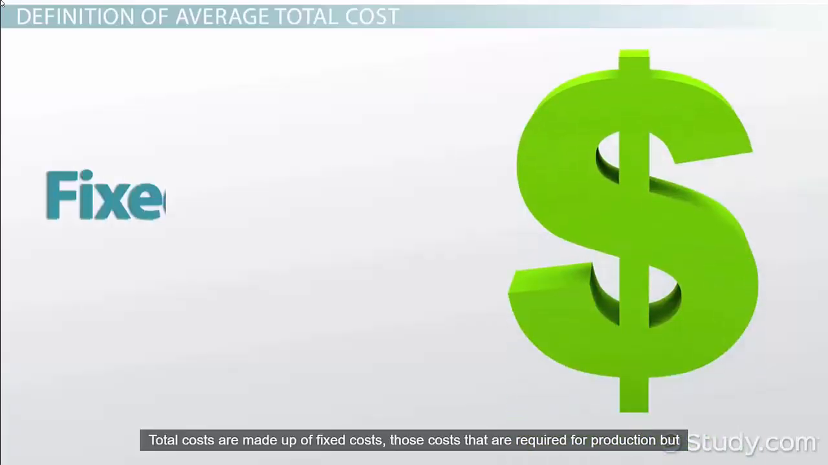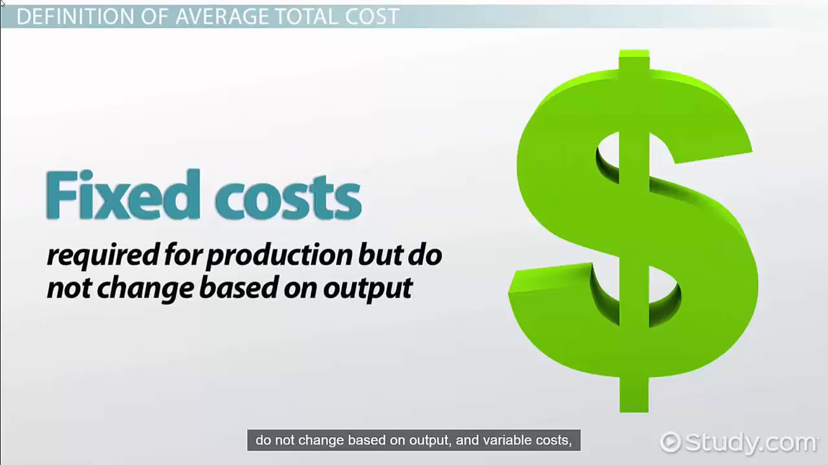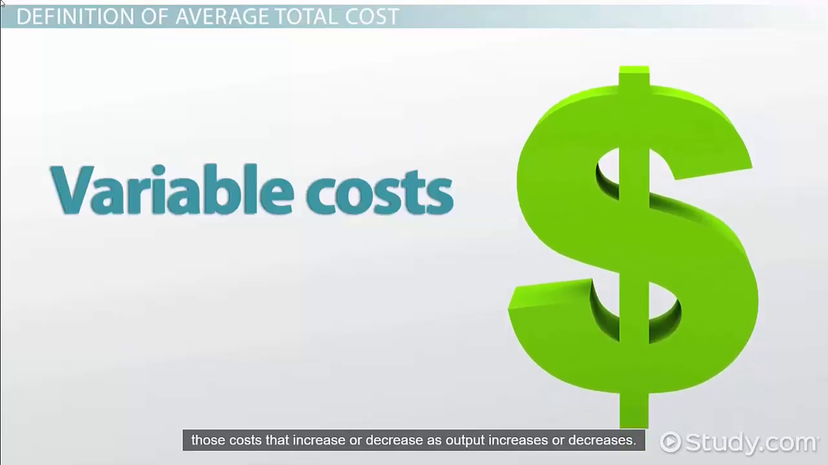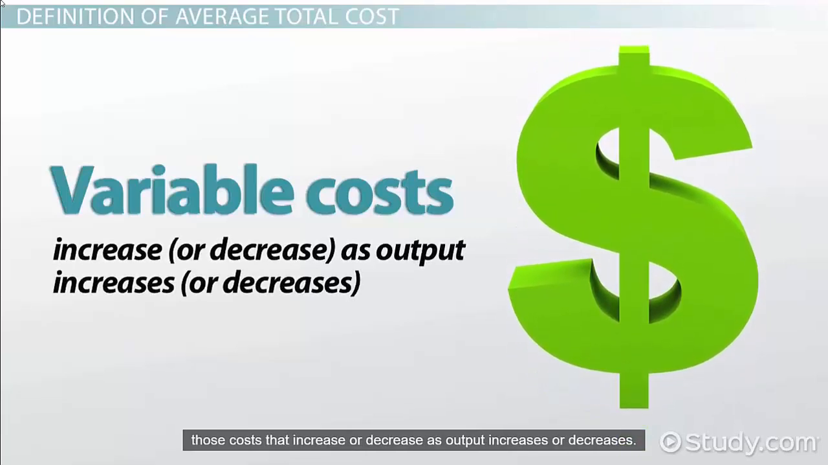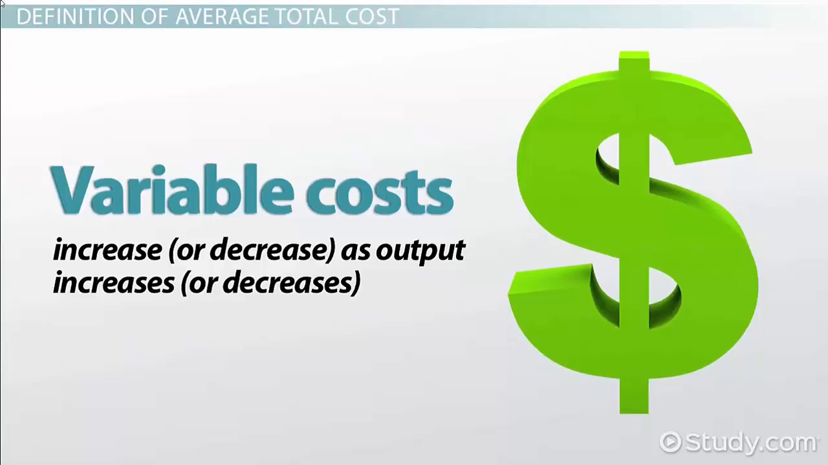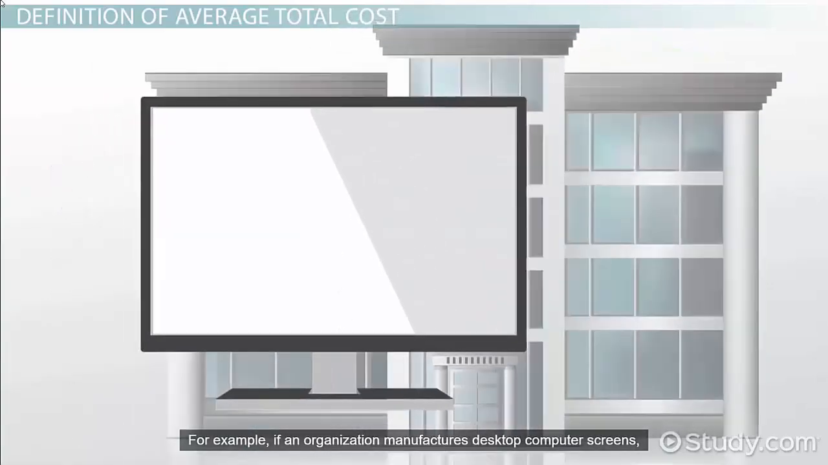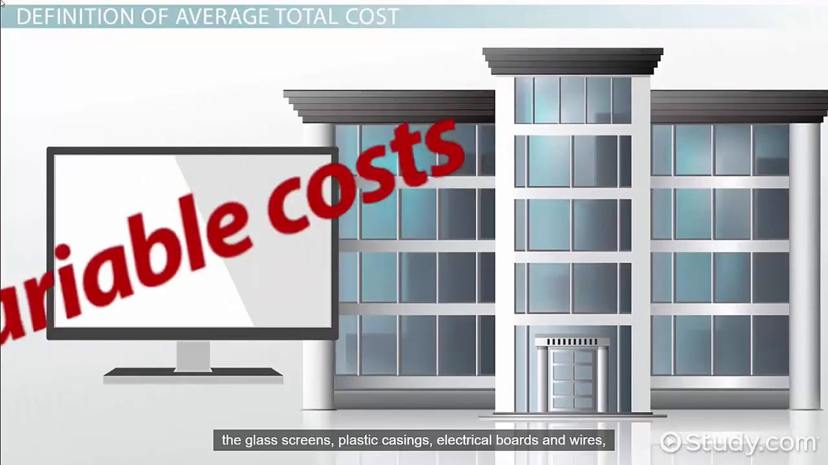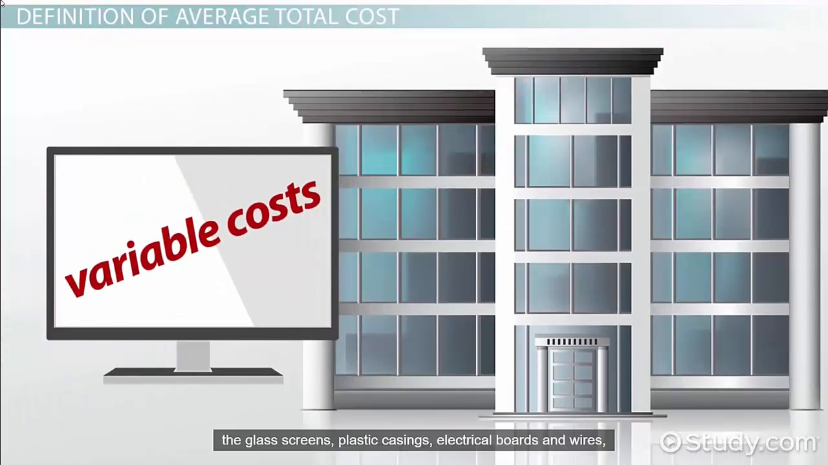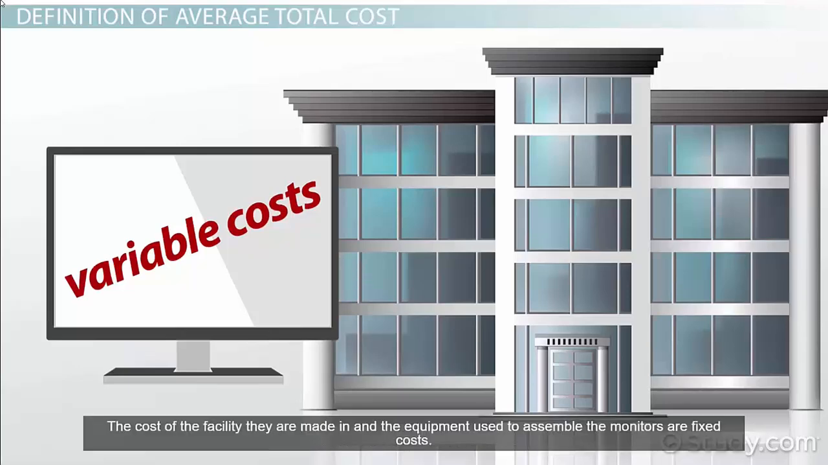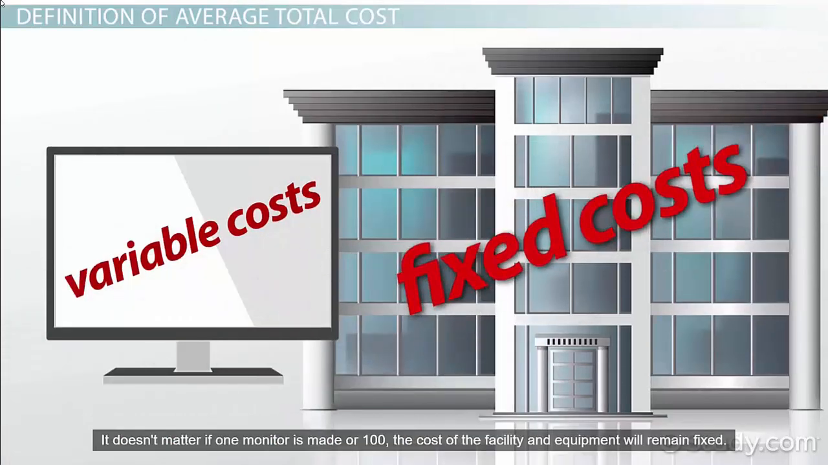Total costs are made up of fixed costs, those costs that are required for production but do not change based on output, and variable costs, those costs that increase or decrease as output increases or decreases. For example, if an organization manufactures desktop computer screens, the glass screens, plastic casings, electrical boards and wires, and screws are all variable costs. The cost of the facility they are made in and the equipment used to assemble the monitors are fixed costs.